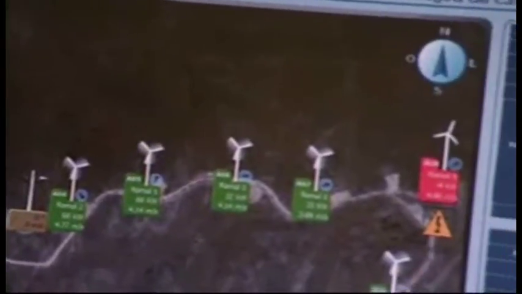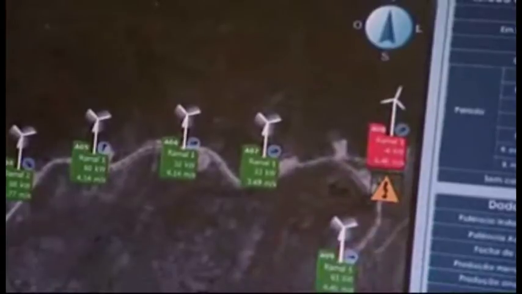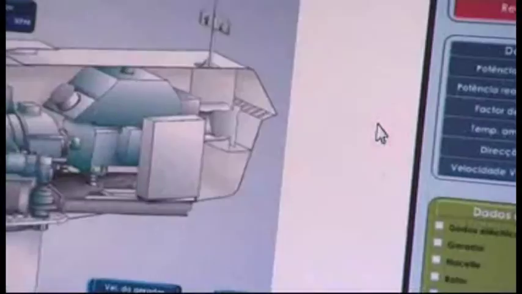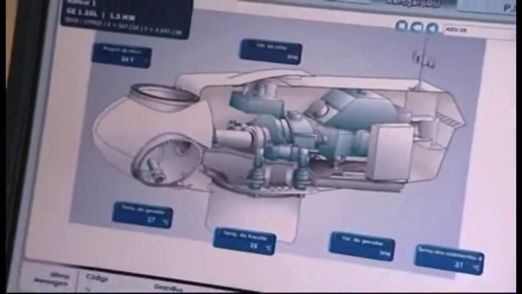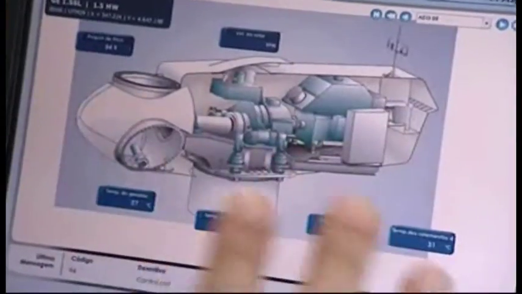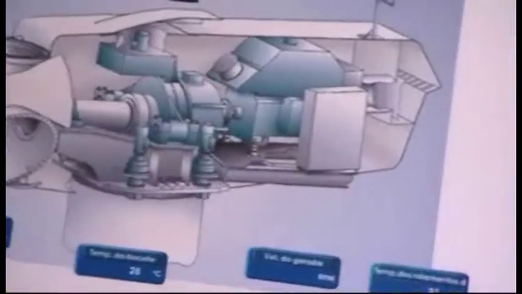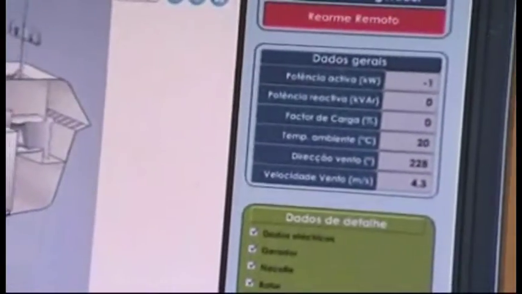We are selecting here a wind farm in Portugal where you can see all the wind farms and the specific problem on a specific windmill. It's red there. You can go into the detail and see exactly which alarm and which problem is the cause for the stop of the production of this specific windmill. All this is in real time, and all this data is being collected for a historical database.